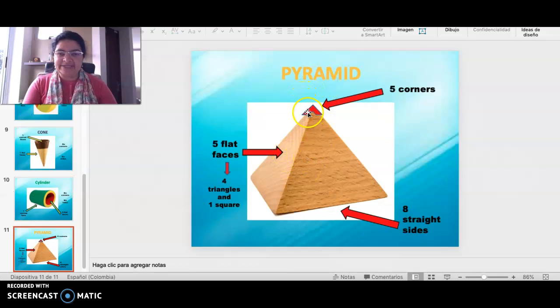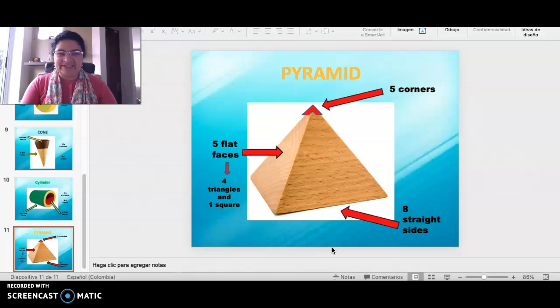Okay, now this one, the pyramid. The pyramid has 5 corners, 1 here, 2, 3, 4, and on the other side, 5. It has 5 flat faces, 1, 2, 3, 4, and the one that is down, 5. And it has 4 triangles and 1 square. 1 here, 2, 3, and 4 on the other side, and the square that is down. And it has 8 straight sides, okay?